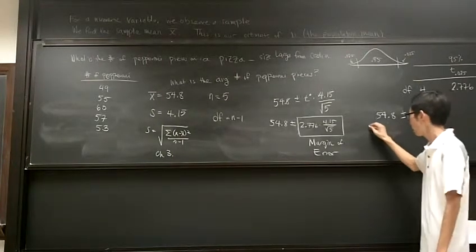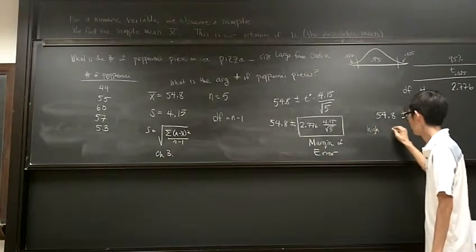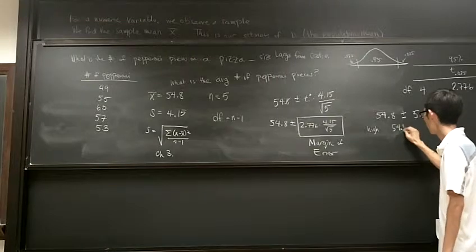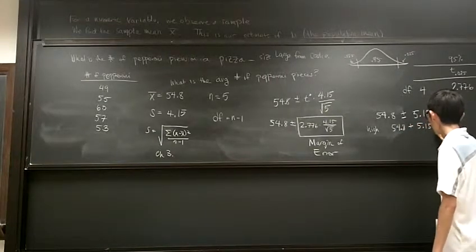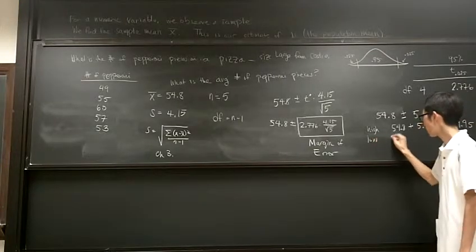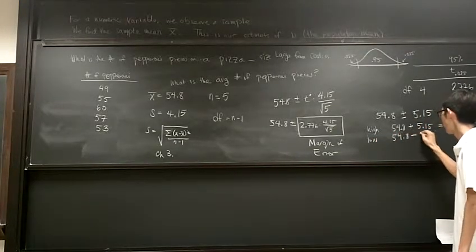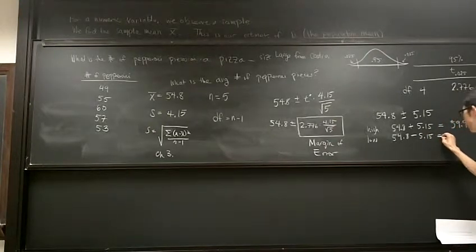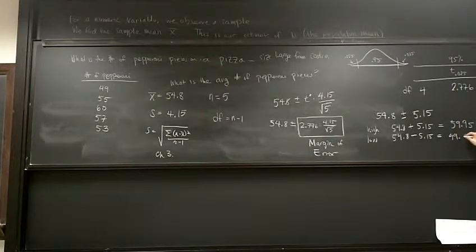So on the high end, or the upper end, I have 54.8 plus 5.15, which gives me what? 59.95. And then on the low end, I have 54.8 minus 5.15, which is going to give me 49.65. Okay? And so that's what this plus or minus means. Plus or minus means two things, plus and minus.